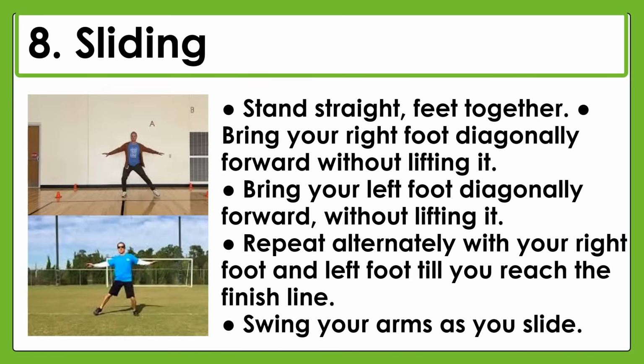Number 8, sliding. Stand straight, feet together. Bring your right foot diagonally forward without lifting it. Bring your left foot diagonally forward without lifting it. Repeat alternately with your right foot and left foot till you reach the finish line. And swing your arms as you slide.